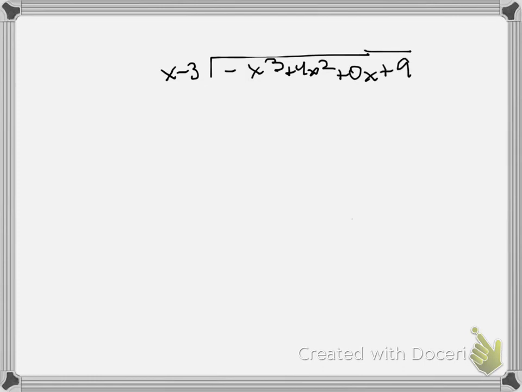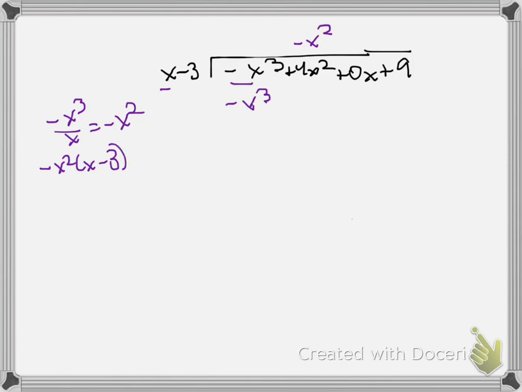A good way to remember how to do long division: we look at the x and -x cubed, so -x cubed over x is -x squared. That gets written over the -x squared term. Then we multiply -x squared by x minus 3, so we have -x cubed plus 3x squared. Then we subtract, so we change all the signs. This becomes positive, this becomes negative. Now we are left with x squared, and we bring down the 0x, plus 0x.